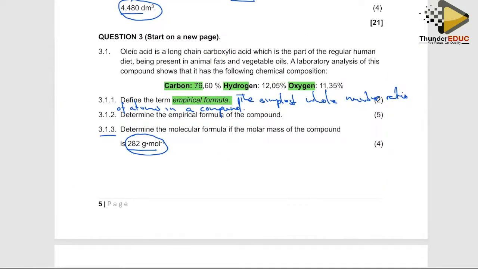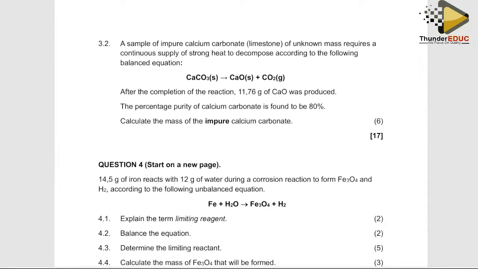Then I'll proceed to the next question, which is question 3.2, right? So 3.2 reads there, a sample of impure calcium carbonate limestone of unknown mass requires a continuous supply of strong heat to decompose according to the following balanced equation. So this is the balanced equation that I'm having. Then after the completion of the reaction, it says 11.76 grams of calcium oxide was formed, right? So then we are given the percentage purity of calcium carbonate is found as 80%. Then we are asked to calculate the mass of the impure calcium carbonate, right?